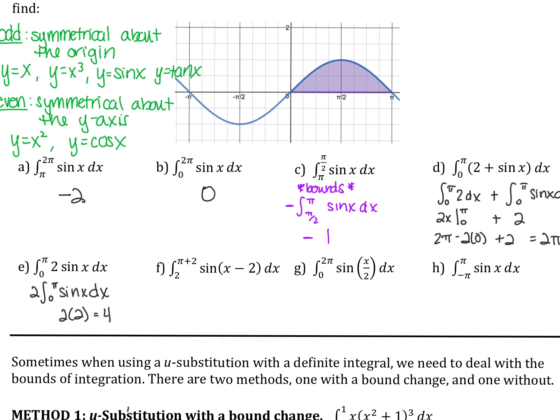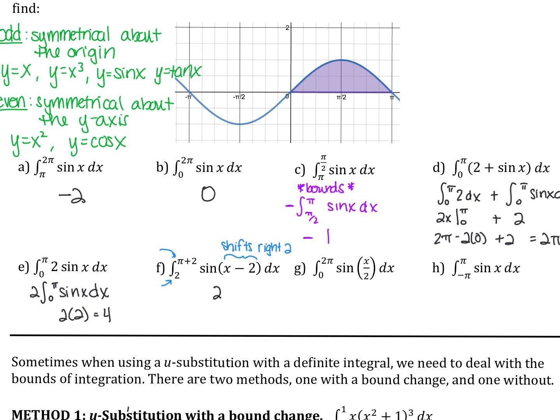Let's look at example F. What do you remember about your function transformations? What do you remember when we have something in the parenthesis in the argument and it's an x minus 2? Hopefully what you remember is that this expression shifts my graph right 2 units. But you should also notice that these bounds are also shifted right 2 units. So since both my function and my bounds are shifted right, the result of this is the same as the result from 0 to pi. So this result is just 2.